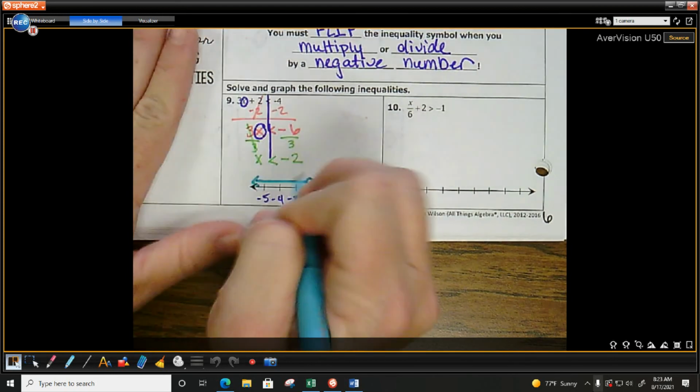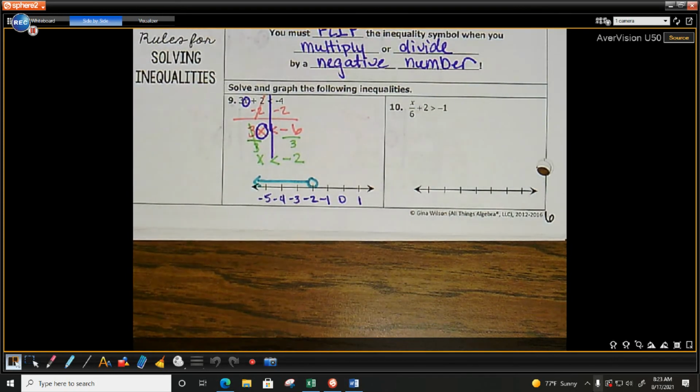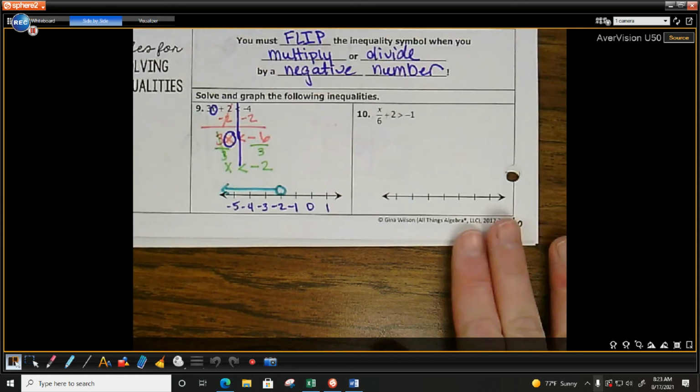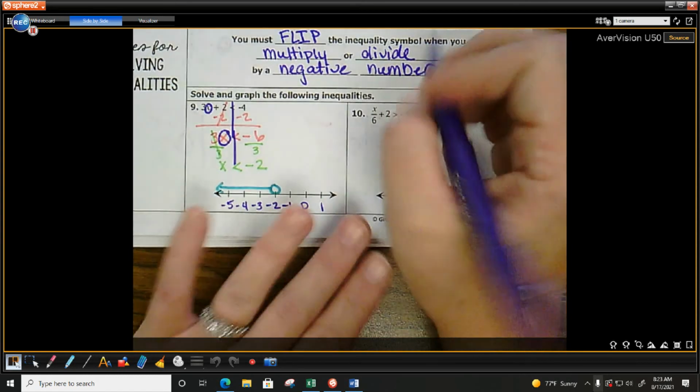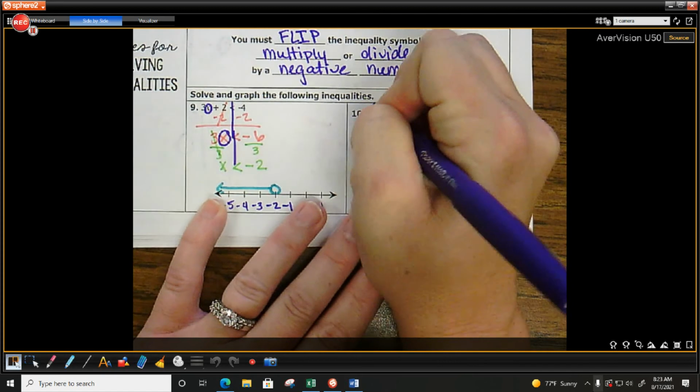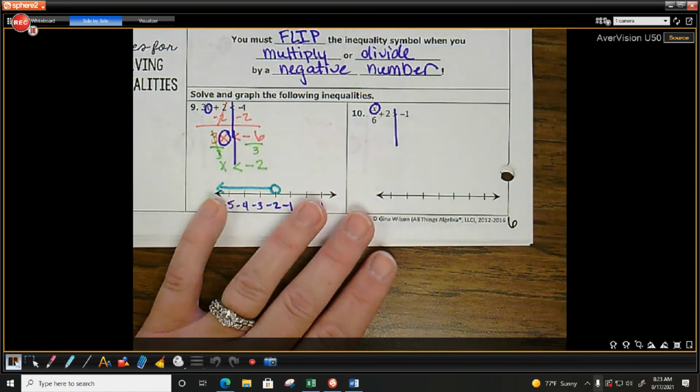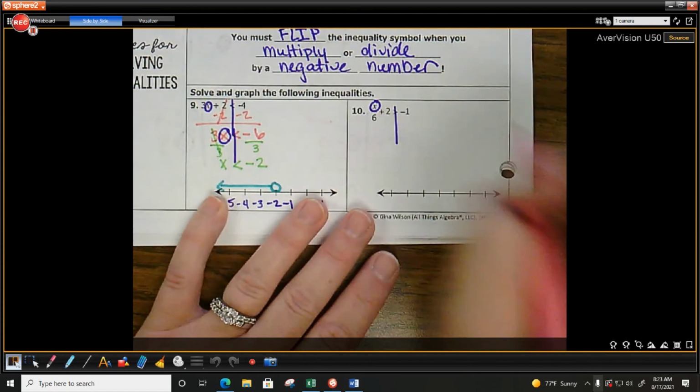Next one, draw your line through the inequality and circle your variable. What am I going to do? Get rid of the 2. How do you get rid of the +2? -2. Very good. Drop down your x over 6 is greater than -3.